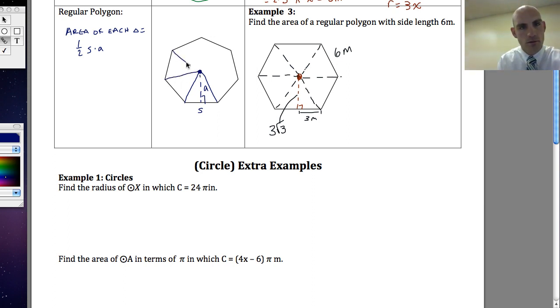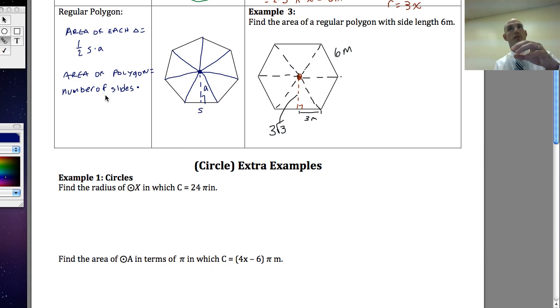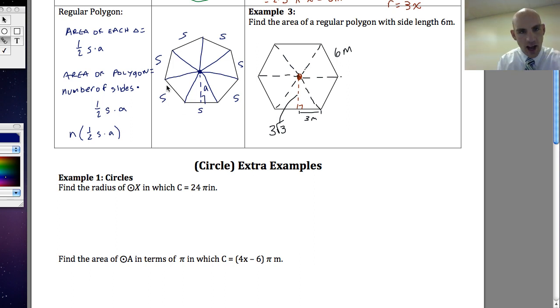Well, how many triangles are there? There's one triangle for each side. So the area of the polygon equals the number of sides times the area of each triangle, and each triangle is 1/2 times side times apothem. So I have n times 1/2 times side times apothem. Well, if I multiply the number of sides by the side length, that's the perimeter. So I have a side here, side here, side here, side here, side here, side here. The number of sides times s is the perimeter. So really, these multiplied together give me 1/2 the apothem times the perimeter, because the perimeter gives me the total amount around. So it's 1/2 apothem times perimeter. That's the formula for the area of a regular polygon.